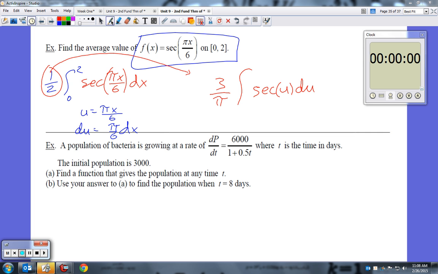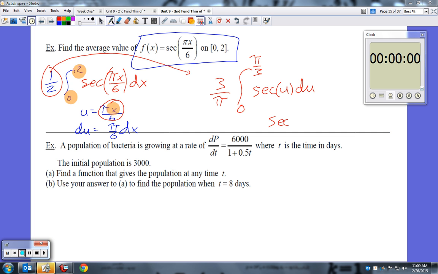I gotta do my bounds. I gotta change those bounds. So this and this will change to, so plug it in there. Yep, 0 to pi over 3. Was that Allie? Yeah. Thank you. Secant of u du. The integral of secant. I'm wanting you to think about what? The derivative of secant. Okay, so that's secant tangent. There's a positive. So it's going to be secant plus tangent. There it is.